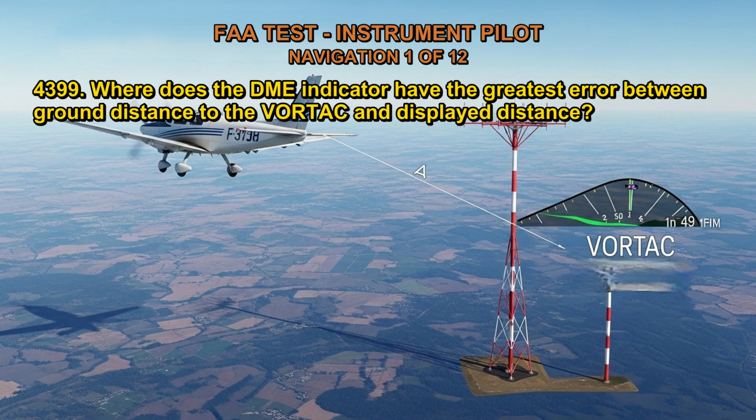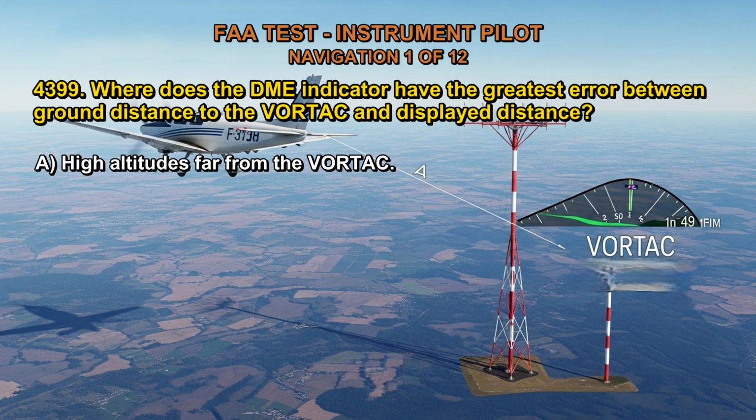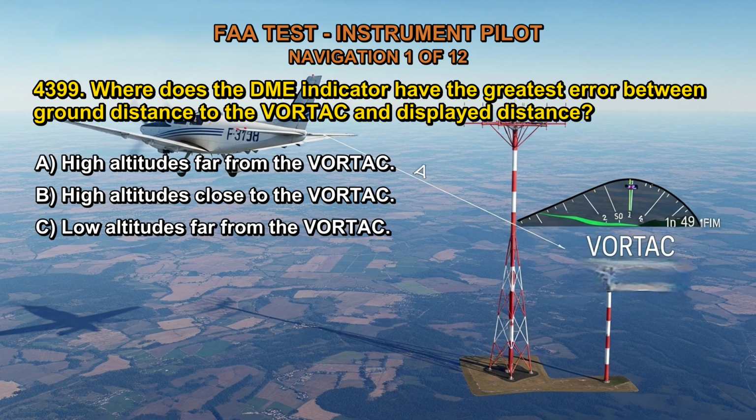4399. Where does the DME indicator have the greatest error between ground distance to the VORTAC and displayed distance? A. High altitudes far from the VORTAC. B. High altitudes close to the VORTAC. C. Low altitudes far from the VORTAC. The correct answer is B.